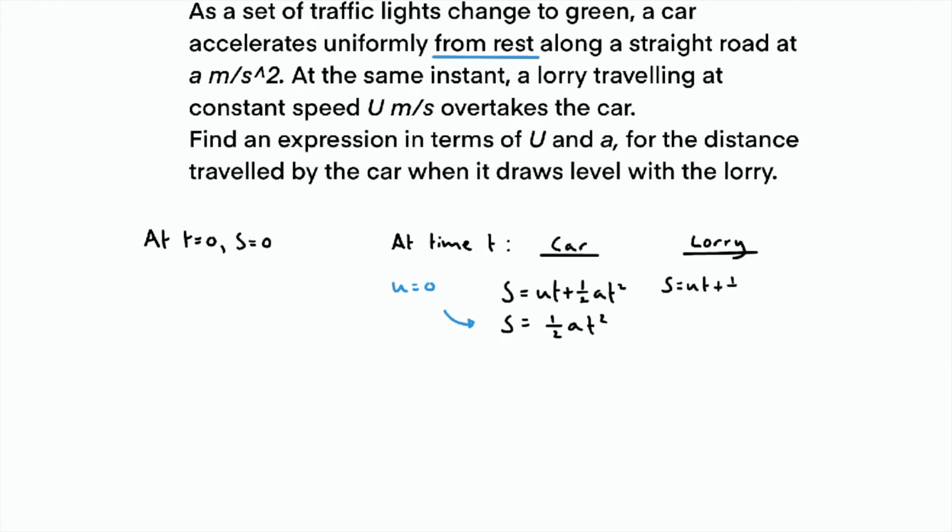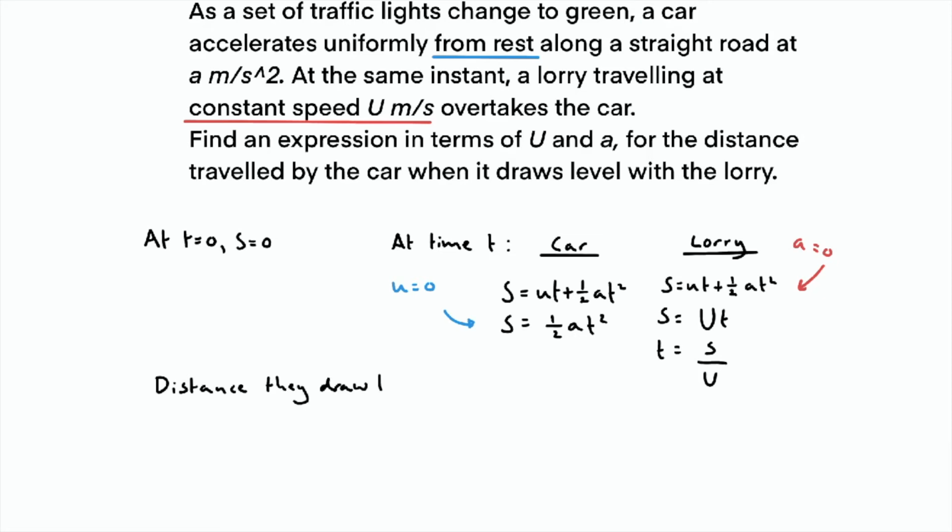So the distance that the lorry travels will equal ut plus half at squared. And then if you look at the question again, it says that the lorry is travelling at a constant speed. So this means that the acceleration must be 0. It also says that the speed is u, so we can sub both of these in to give us the distance equals ut. Rearranging this, we can get time is equal to displacement over u.